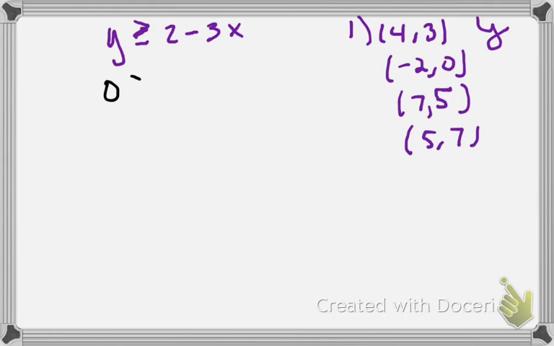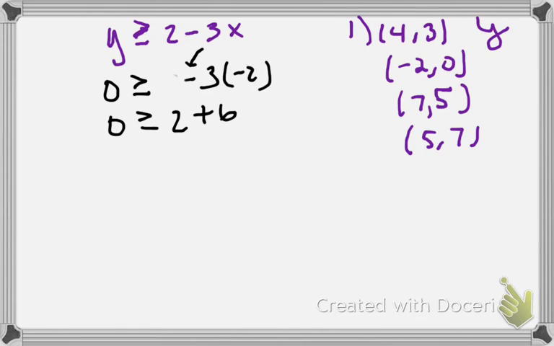0 is for y, which is greater or equal to 2 minus 3 times negative 2. 0 is greater or equal to 2. Negative 3, remember this negative follows the 3, so if we were to cover this up, like make this disappear, you would be asked, what's that right there? And you would have to say, oh, that's plus 6. Is 0 greater or equal to 8? The answer is no.